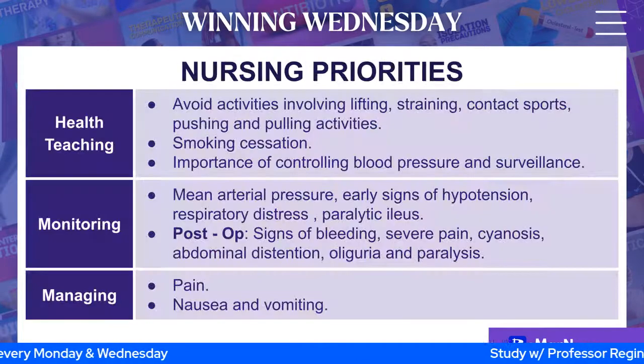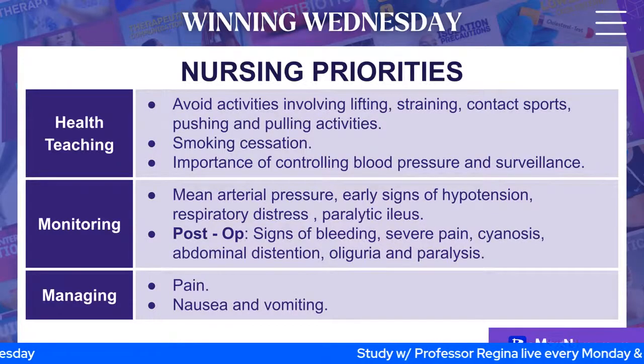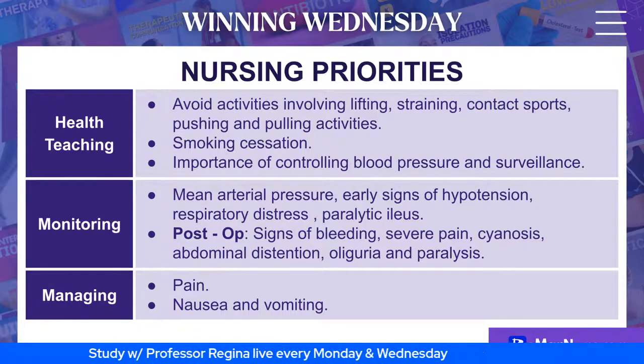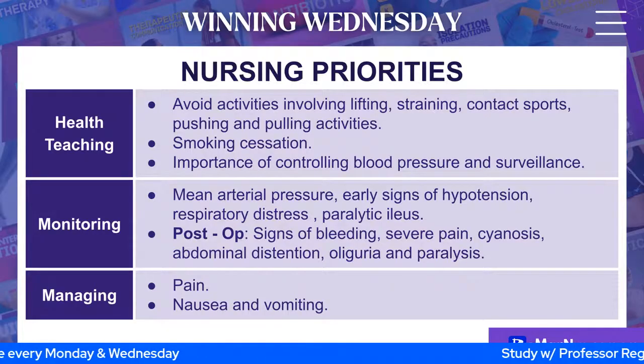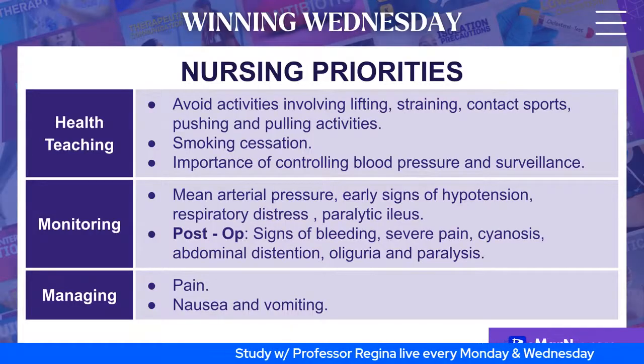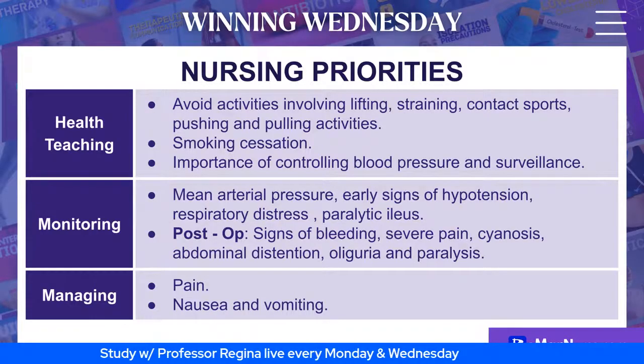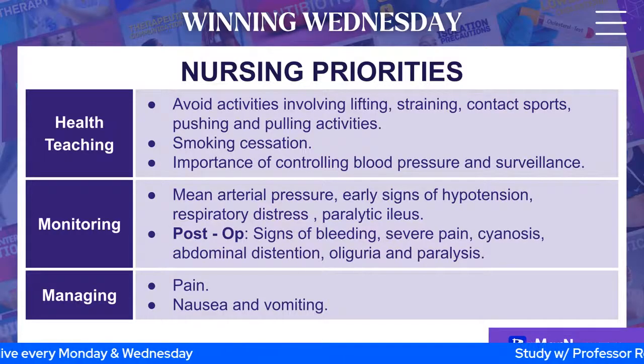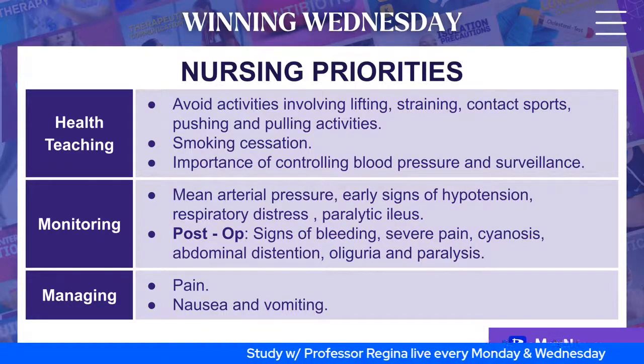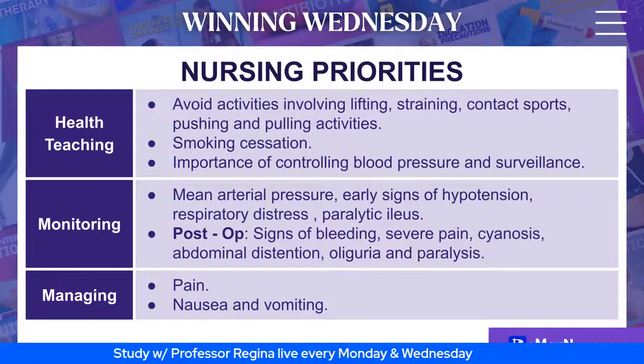Your responsibilities as a nurse: we are teaching our patient lifestyle modifications, as I said, avoiding activities involving lifting, straining, contact sports, pushing and pulling activities, smoking cessation, importance of blood pressure control, and surveillance. And then monitoring: if you're taking care of a patient and they're in the ICU, you're going to be doing MAPs, mean arterial pressures, looking for early signs of hypotension, respiratory distress, and or paralytic ileus.